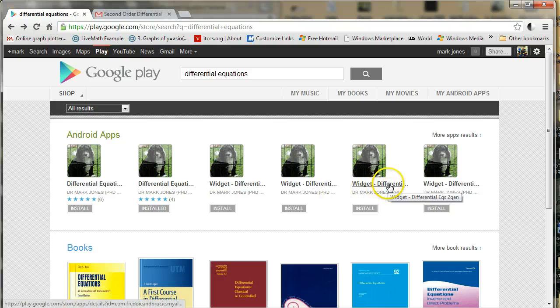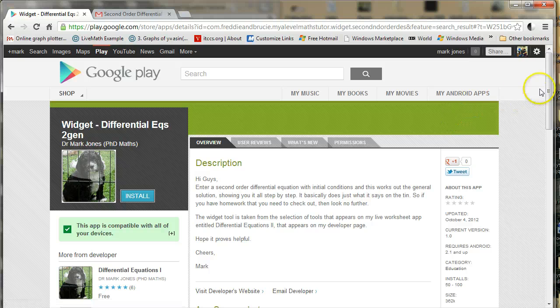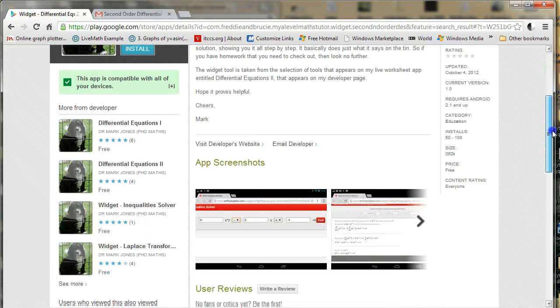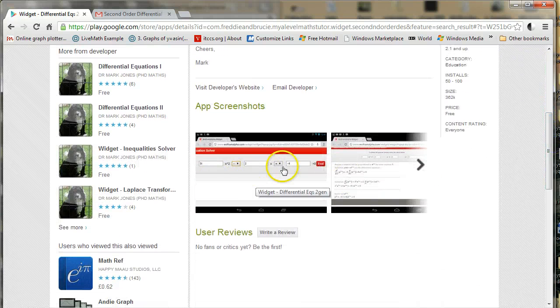This one here is differential equations second order general solution. If we tap on that one and scroll down, you'll see that here you can just type in any second order differential equation and any right hand side you want, and you'll be able to get a step-by-step solution. So that can be installed on any Android tablet or smartphone.